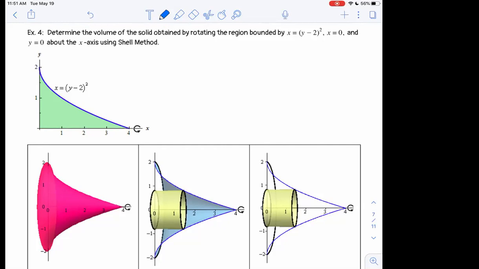So I'll give you a moment to maybe take a picture of this if you need to, or screenshot it. Can you go back to the other example? Example 2? Yes. Is there anybody who still needs example 4?